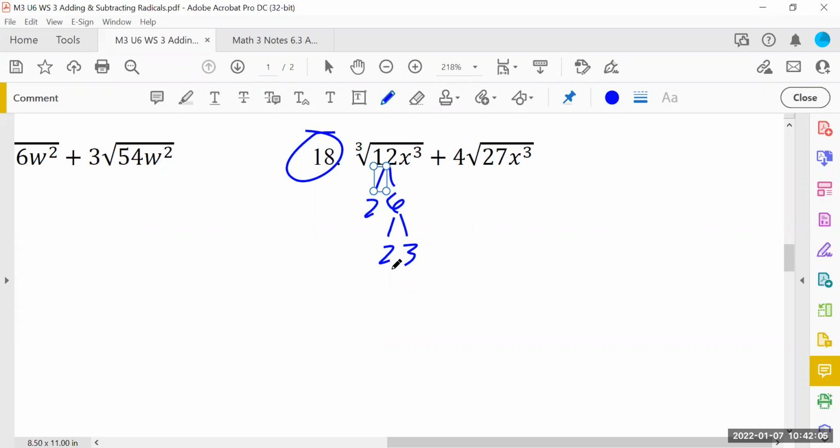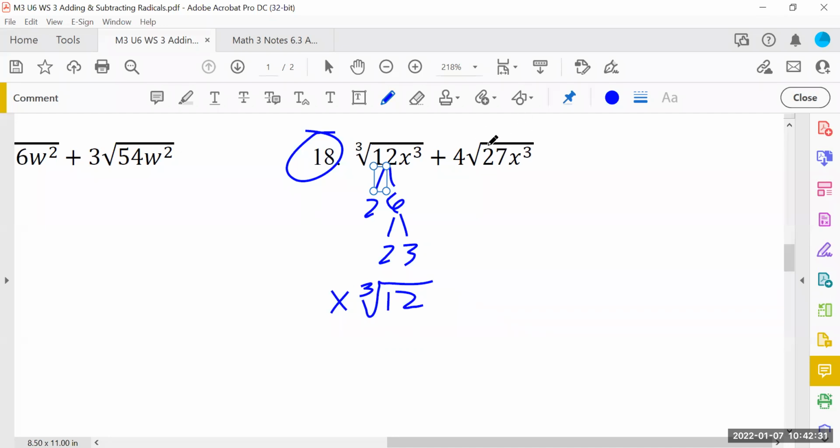There we go. So we factored that 12. There are no sets of 3. We can't take anything out, but we can take out a set of x's. So this would become x cube root of 12. And that's as simple as that one gets. Does that make sense to everybody? Yes. Take out a set of x's. 12 stays inside because there's no sets of 3 numbers. How about the other one then?